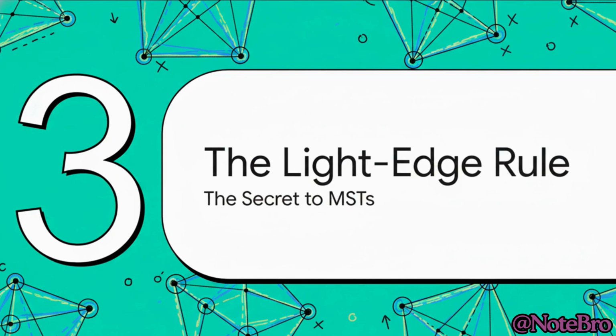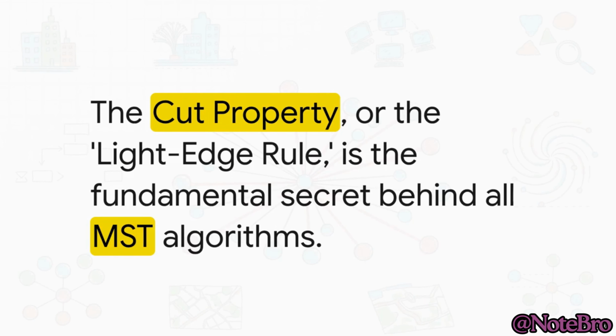So, here's the million-dollar question, right? How do you actually find this one perfect, cheapest tree when a complex graph could have millions or, heck, even billions of possible spanning trees? Well, it turns out there's this one single, incredibly powerful rule that guides every single algorithm that does this. It's called the cut property, but I prefer its other name, the light edge rule. It's just more intuitive. And honestly, this rule is the secret sauce. It's the fundamental insight that makes finding the MST not just possible, but actually surprisingly simple.